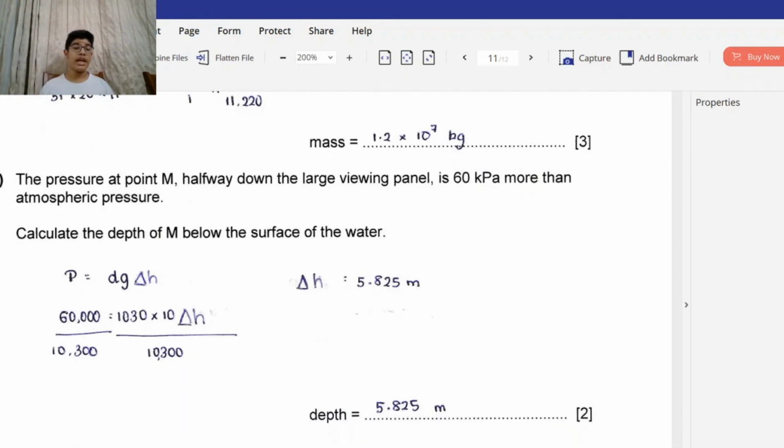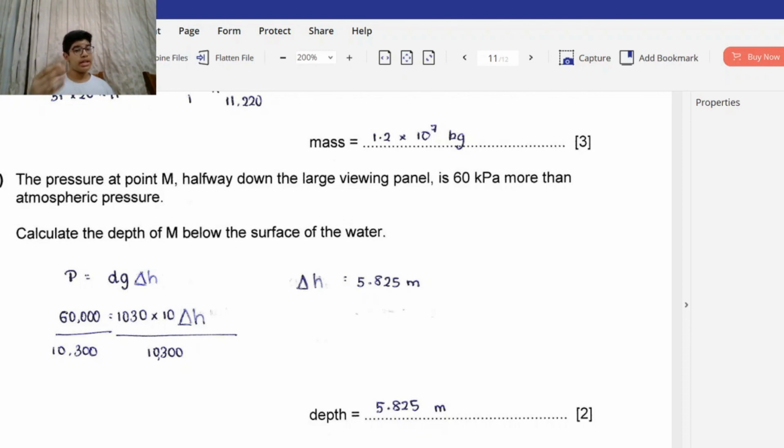The pressure at point M, halfway down the large green panel, is 60 kilopascals more than the atmospheric pressure. Calculate the depth of M below the surface of the water. So this depth is basically the change in height. We're just going to use the same formula, ρgh. Pressure is density times gravitational field strength, g, multiplied by change in height. So the pressure is 60 kilopascals, 60,000, because you're using change in height.